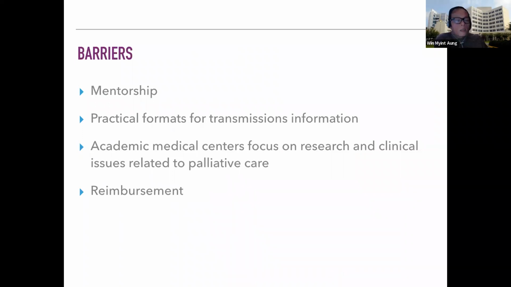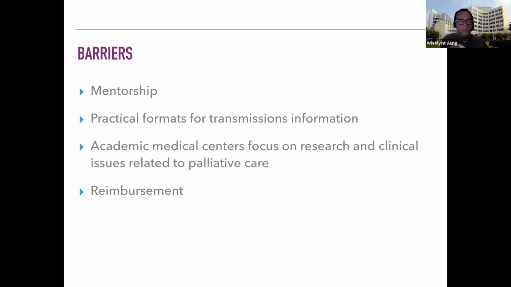Now, the barriers: mentorship, knowledge. We should form a network of people who love palliative care, just to meet often and share information.